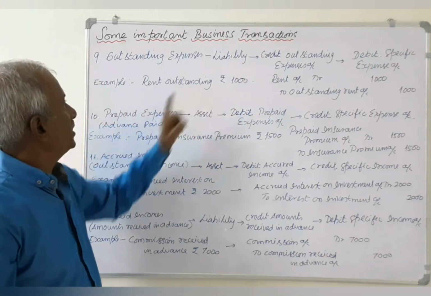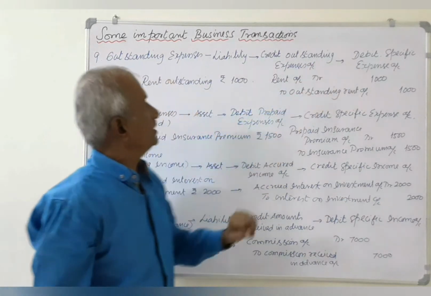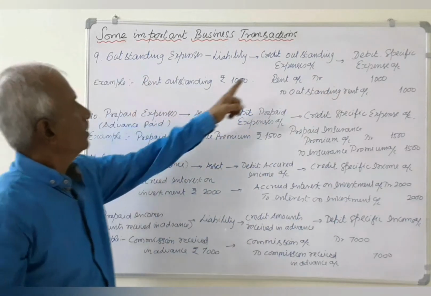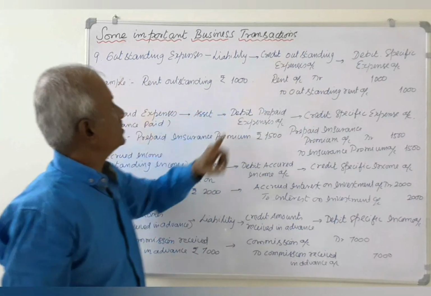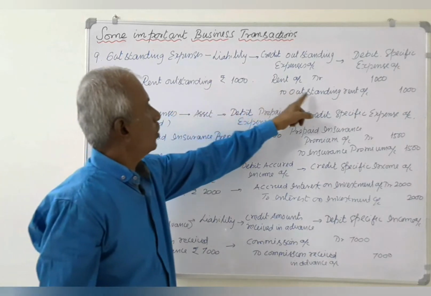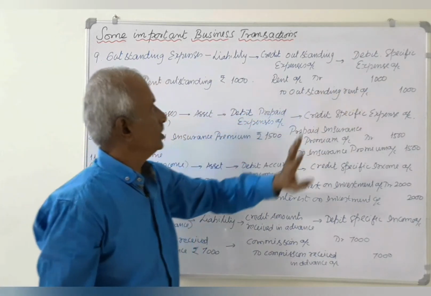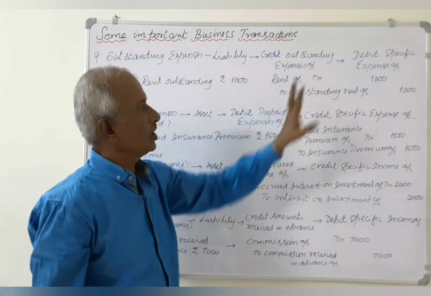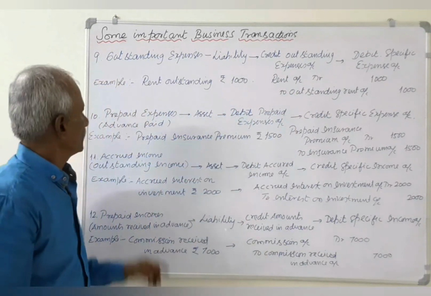Example, rent outstanding. Debit specific expense, rent. So rent account debtor 1000. Credit outstanding expenses. Here it is rent outstanding. So to outstanding rent account 1000. So the journal is rent account debtor 1000 to outstanding rent account 1000.